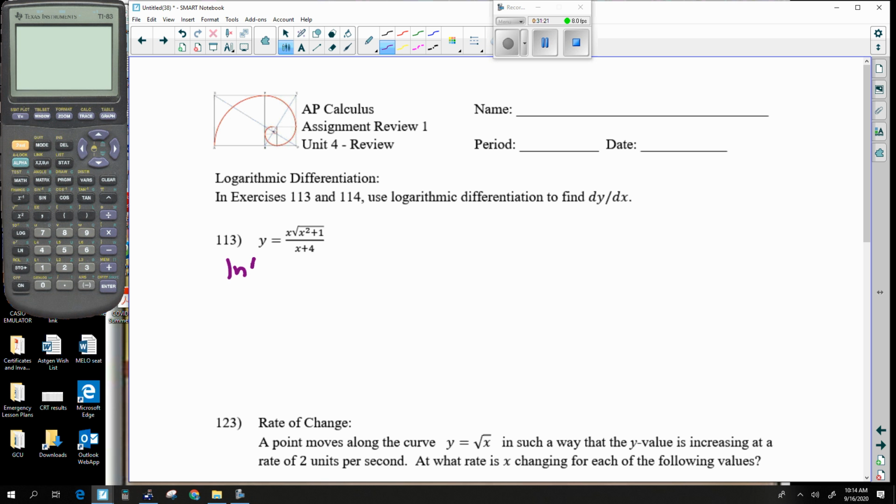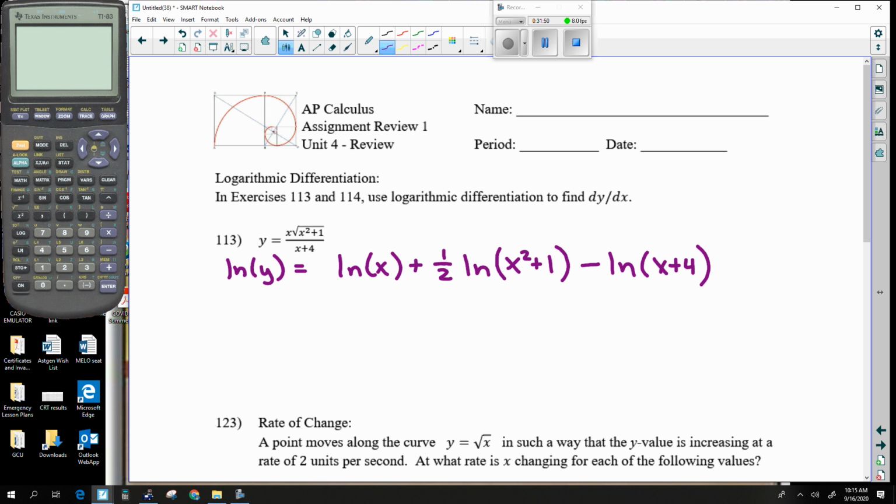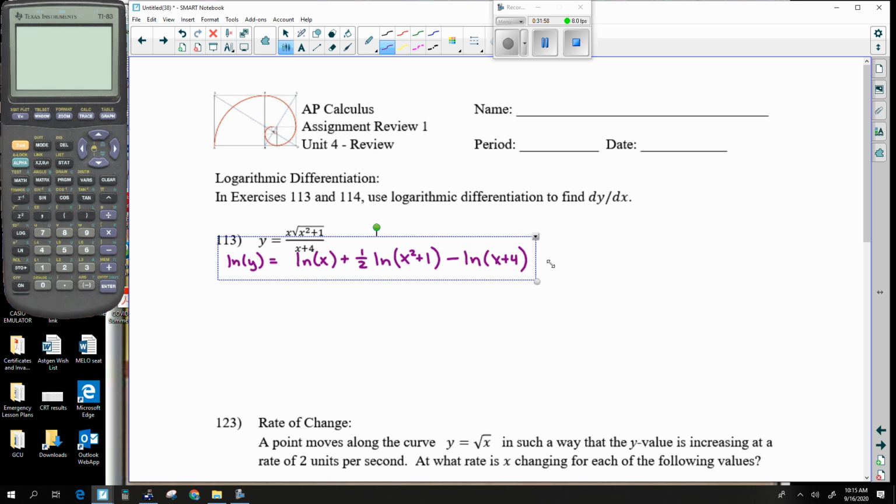So this is going to be the ln of y. Let's start this off. First there's this x, so the ln of x. And then that's being multiplied to this square root, so that's to the 1/2 power. Again, powers drop down as a multiple. And then this is all being divided by, so that's going to be a subtraction of the ln of x plus 4. Okay, this is logarithmic differentiation. This is the idea of where we're going to start.